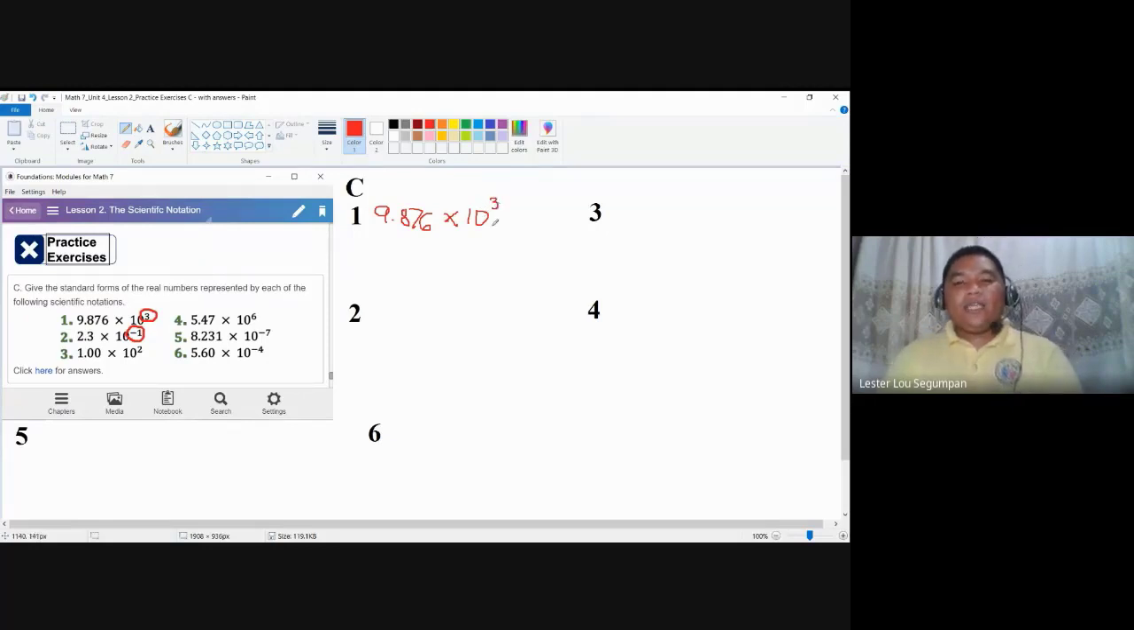Again, when you say power of 3, we actually move the decimal point earlier 3 steps. So to remove this notation and return it to the standard form, let's move the decimal point to the right. So 3 steps. You have here 1, 2, and 3. Therefore, the standard form for number 1 is 9,876.